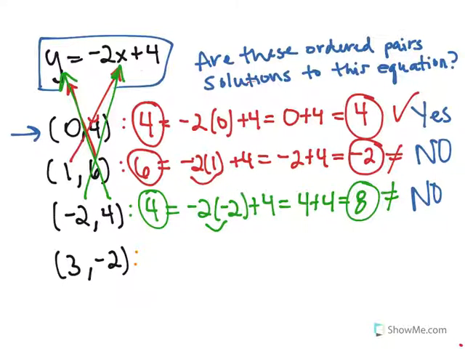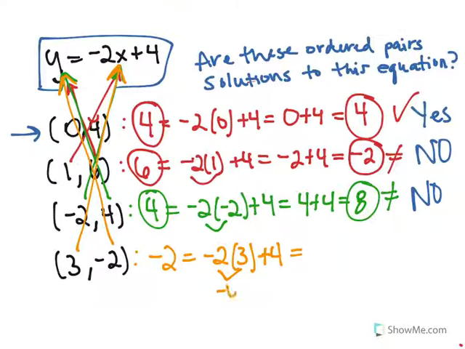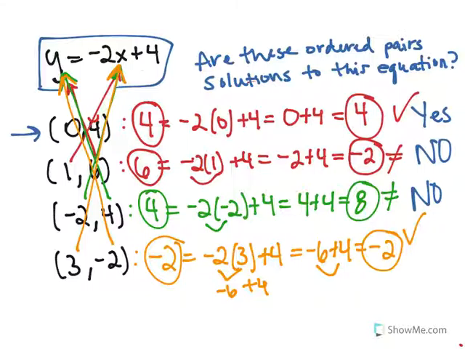And then let's go to this last one here. Negative 2 in for y, 3 in for x. When we solve this, negative 2 times 3 is negative 6. Negative 6 plus 4 is negative 2. Negative 2 equals negative 2. So yes, this is a solution for this equation.